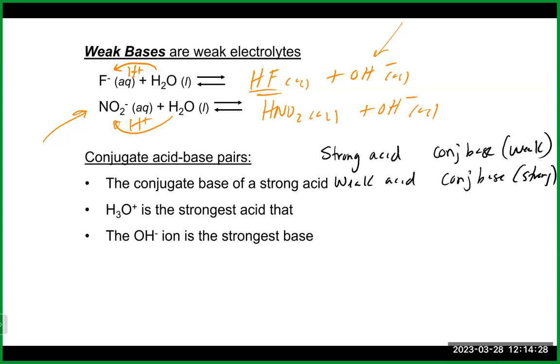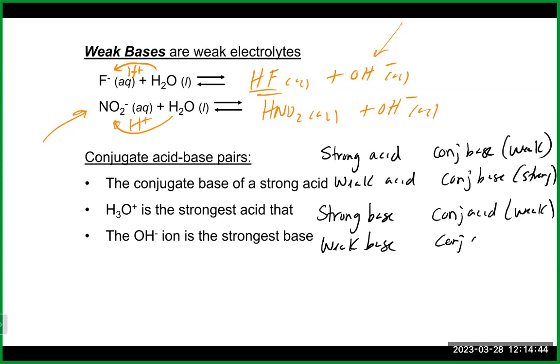It also works with bases as well. If you have a strong base, its conjugate acid, which is its partner, will be relatively weak. And if you have a weak base, its conjugate partner, which is the acid, will be relatively strong.